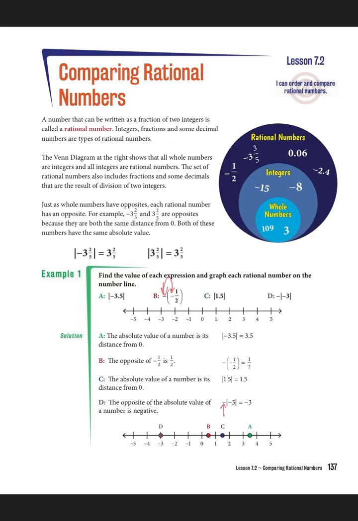The way you read this is, the opposite of the absolute value of negative 3. So you take the absolute value of negative 3 first. What is negative 3's distance from 0? That would be 3. And then you make it its opposite by attaching the negative sign to it. So the opposite of the absolute value of negative 3 is negative 3. All right, let's move on to the next page.